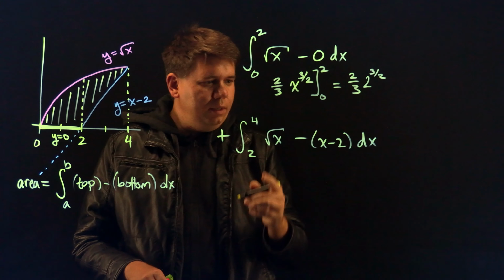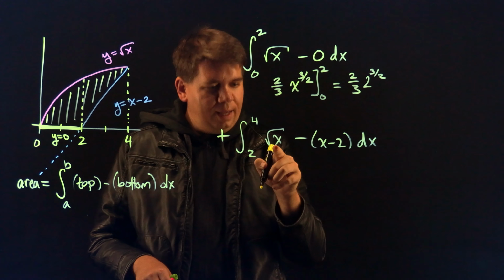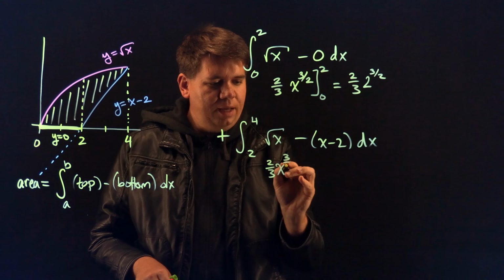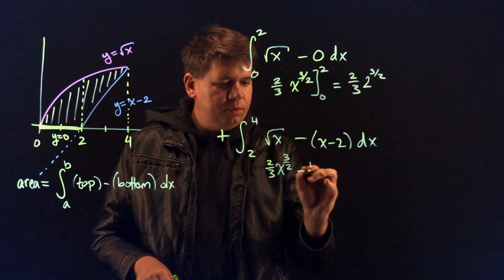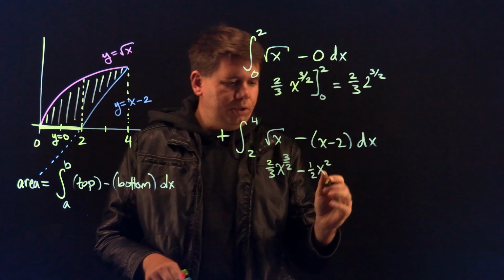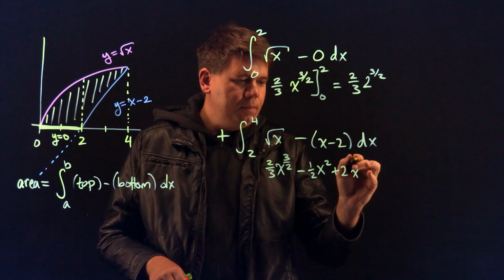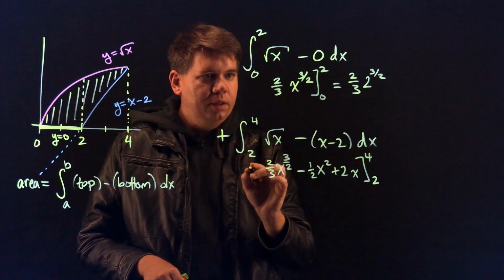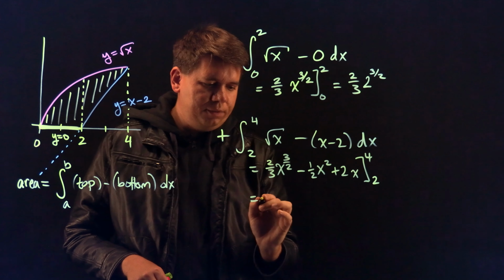For the second one, we find its antiderivative. Again, the square root of x becomes 2/3 x to the 3/2. Minus x becomes minus 1/2 x squared, and minus minus 2 becomes plus 2x. Then here we're going to plug in 2 and 4, so let's calculate what that gives us.